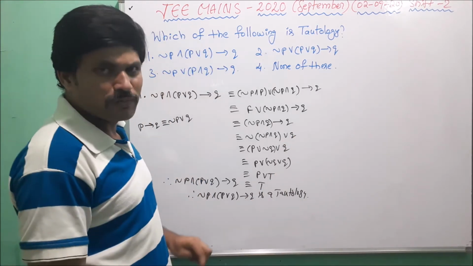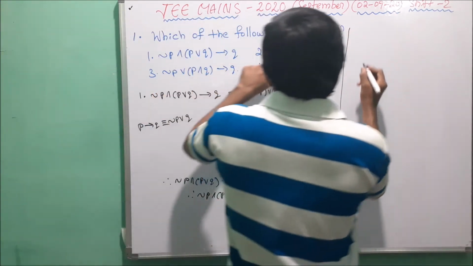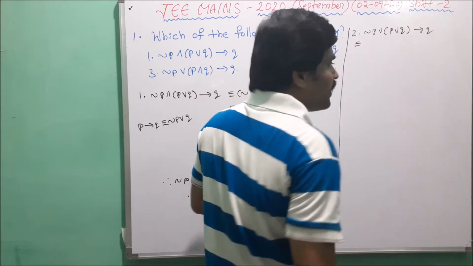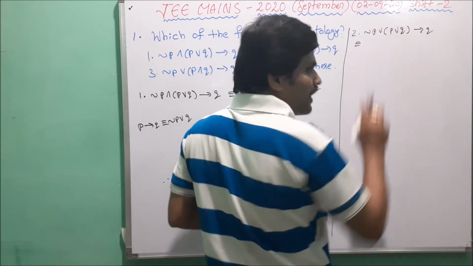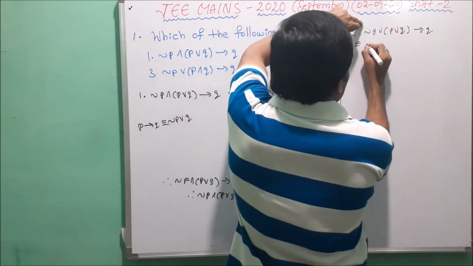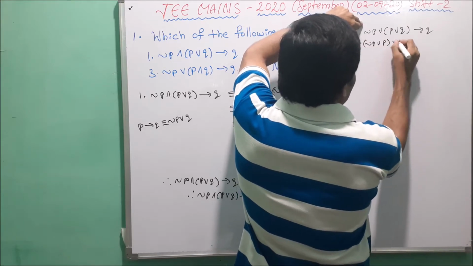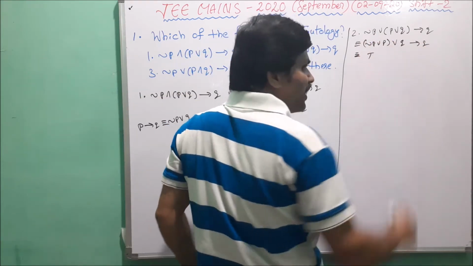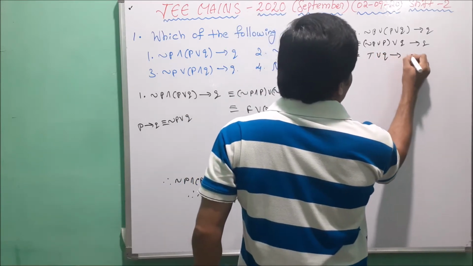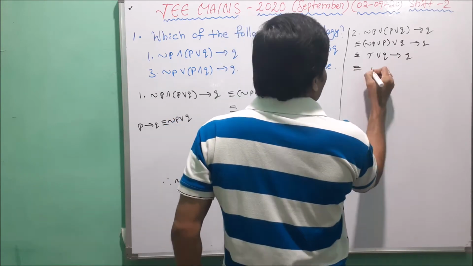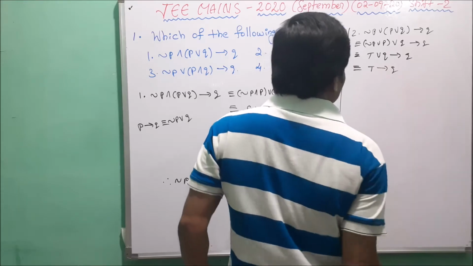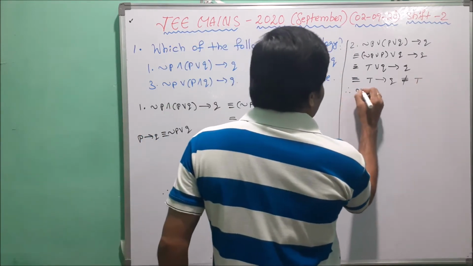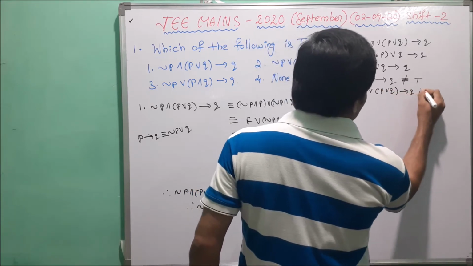Similarly, we check the remaining two options also. The second option is negation P or (P or Q) implies Q. Here we observe that the two connectives are the same, so using the associative law, negation P or P, we write these two together and separate the Q. Negation P or P is true, so T or Q implies Q, which means T implies Q, which is not logically equivalent to T. Therefore, negation P or (P or Q) implies Q is not a tautology.